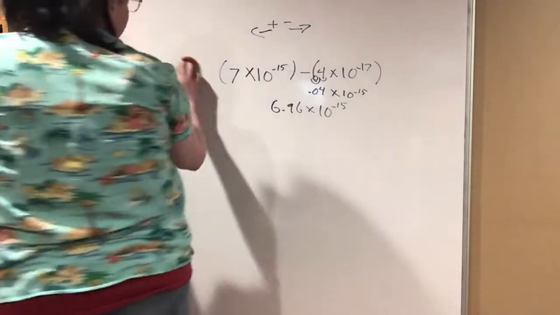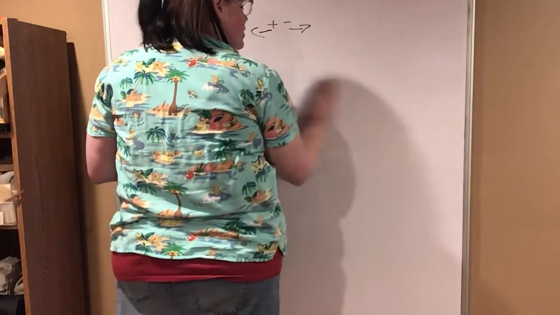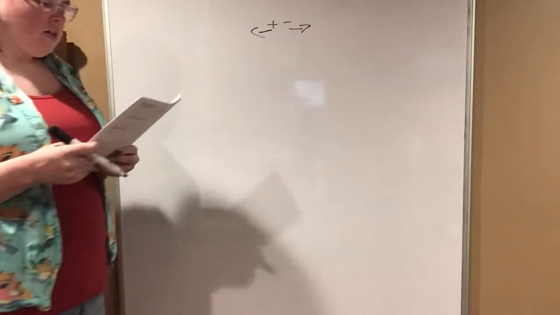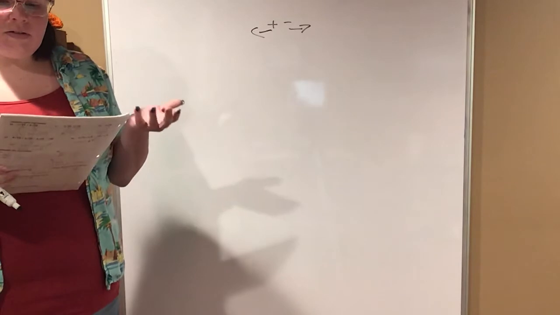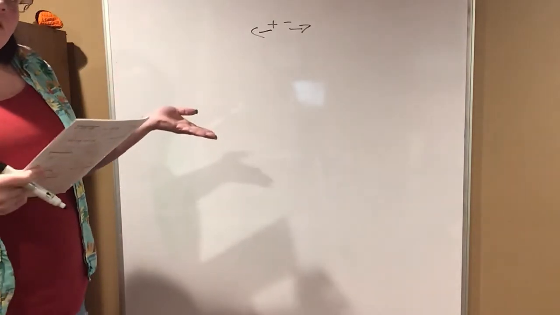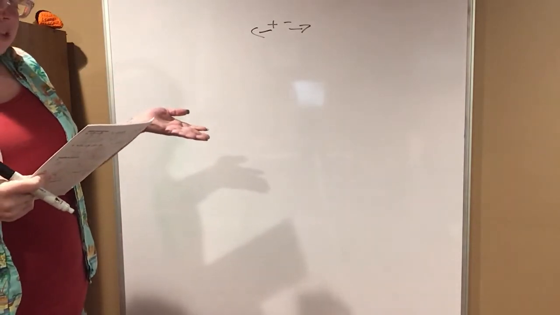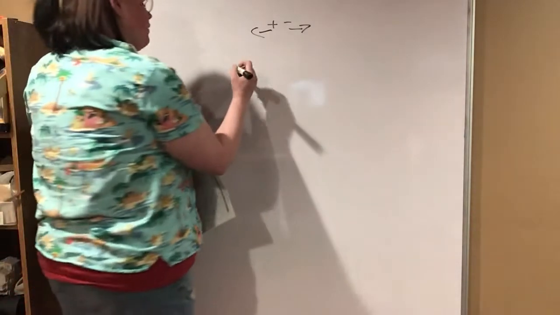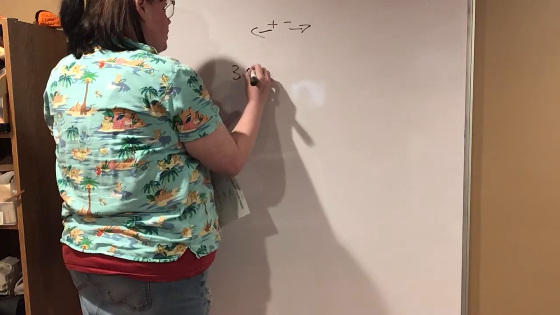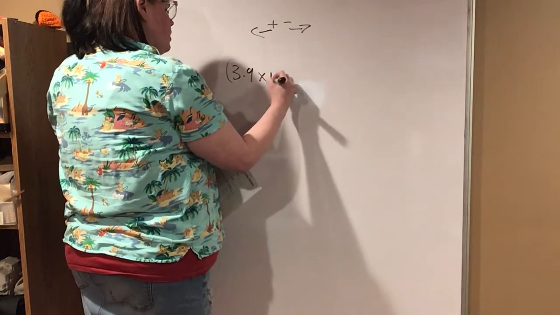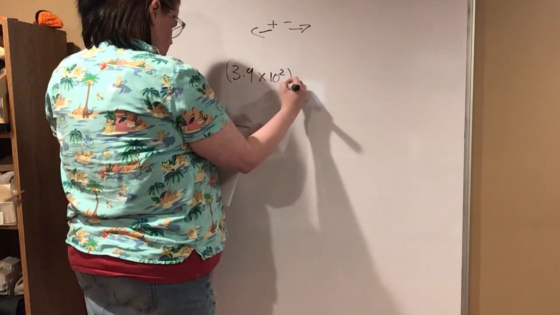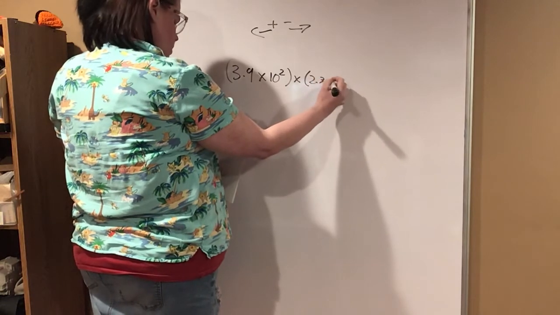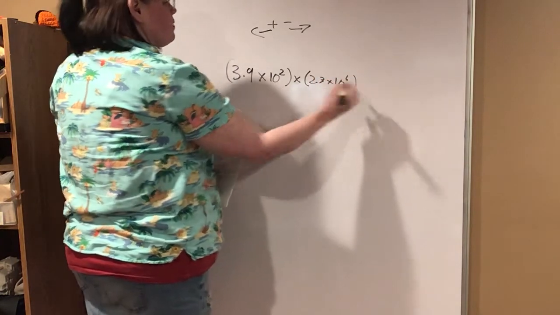I get it. So now let's move on to some multiplication and division of scientific notation. Multiplication and division are actually easier than addition and subtraction. Did you know that? So if we're given 3.9 times 10 squared times 2.3 times 10 to the 6th.